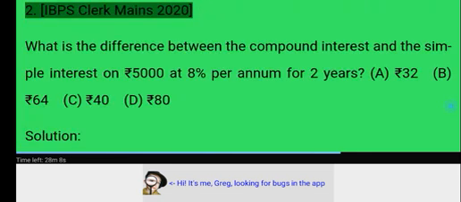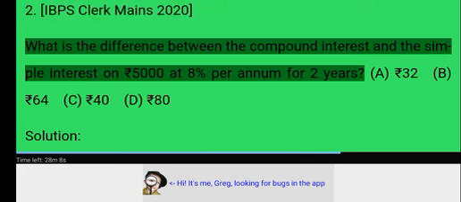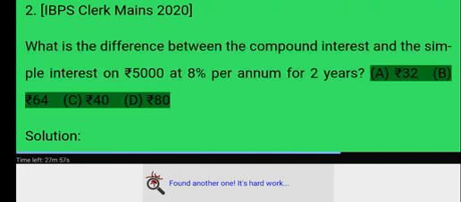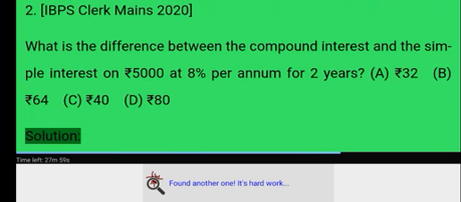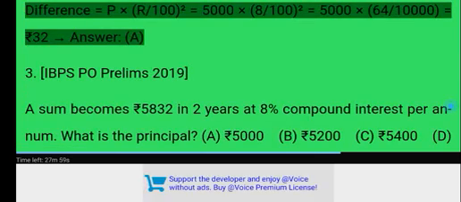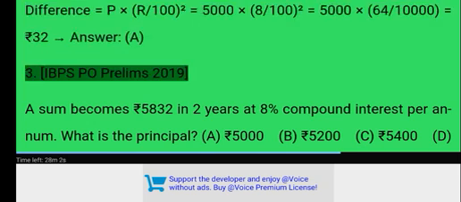2. IBPS Clerk Mains 2020. What is the difference between the compound interest and the simple interest on 5,000 rupees at 8% per annum for 2 years? A. 32 rupees, B. 64 rupees, C. 40 rupees, D. 80 rupees. Solution. Difference equals P times (R/100) squared equals 5,000 times (8/100) squared equals 5,000 times 64/10,000 equals 32 rupees. Answer A.